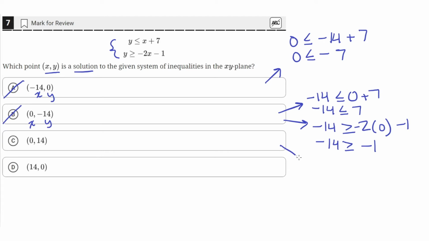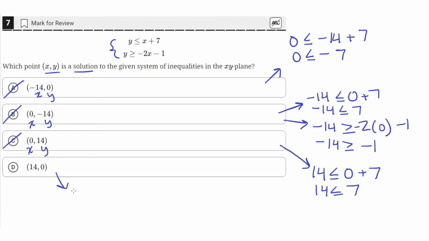Okay, and then answer choice C says that x is 0 and that y is 14. If we plug that into the first equation, it will say 14 is less than or equal to 0 plus 7. And that is incorrect because 14 is a larger number than 7, not a smaller or equal to number to 7. So answer choice C does not satisfy the first equation, so we can rule it out.